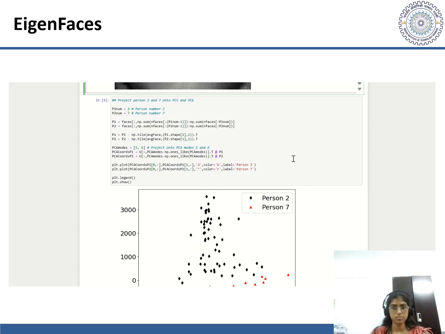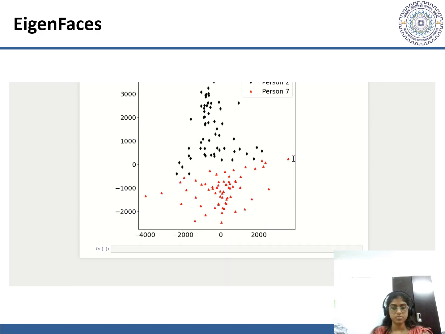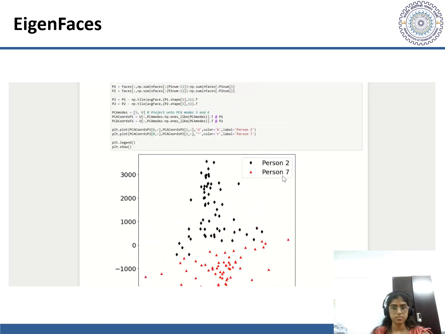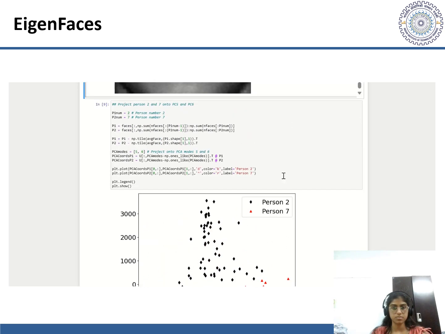Here I'm plotting person 2 and person 7 according to their features. I can see the clusters formed. These are all black clusters formed by person 2 and red ones formed by person 7. These are the clusters made by the projections on the PC modes 5 and 6.